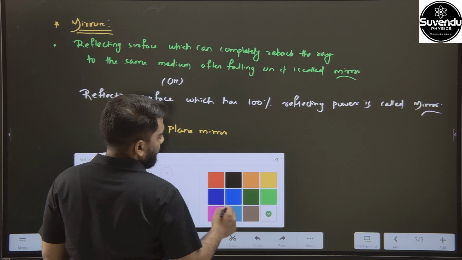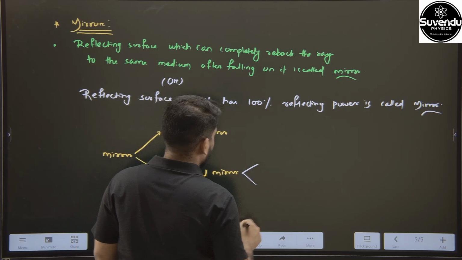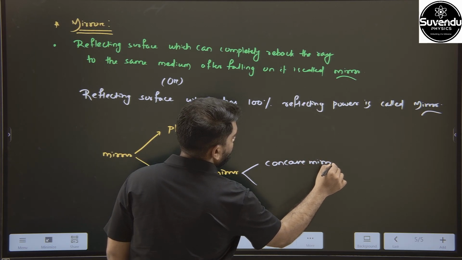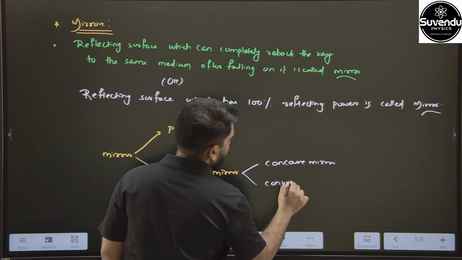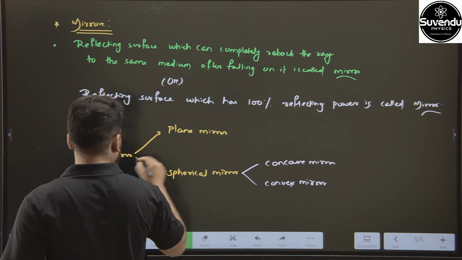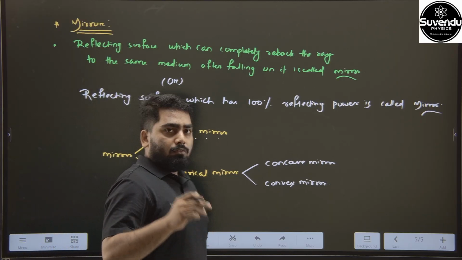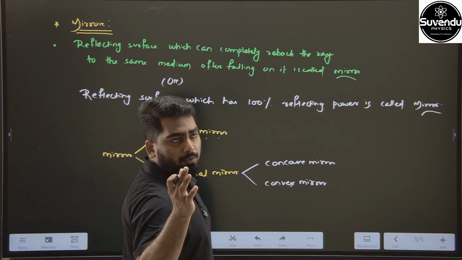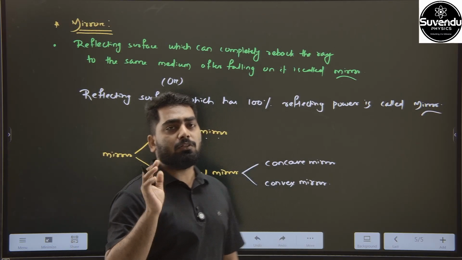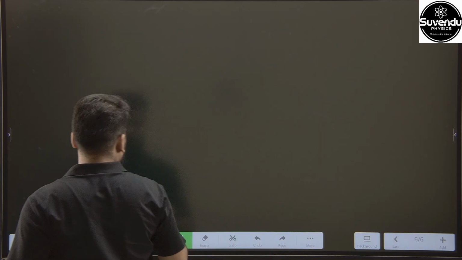But remember, this spherical mirror is categorized into two groups. One is our concave mirror, another one is convex mirror. So first we have to discuss our plane mirror. The mirror whose reflecting surface is plane, that is called plane mirror, and the mirror whose reflecting surface is spherical, that is called spherical mirror. It is easy to write its definition actually. So let's proceed to plane mirror.